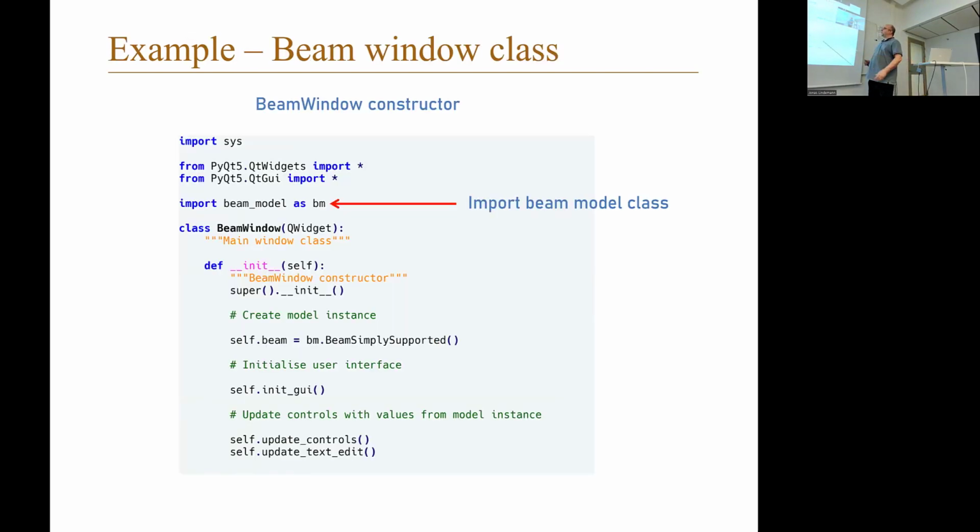Now I create my user interface class. I put it in a separate module. I call it beam window. I import my beam model like this. The beam model is completely unaware of the user interface here. It's completely separate. I create a self.beam object here in my init method on my window, initialize my GUI, update my controls, and update my text edit.